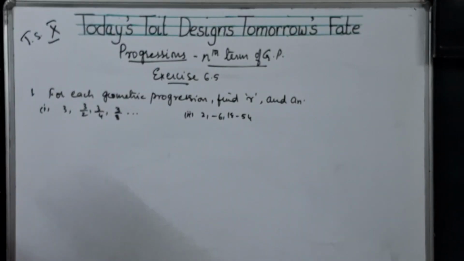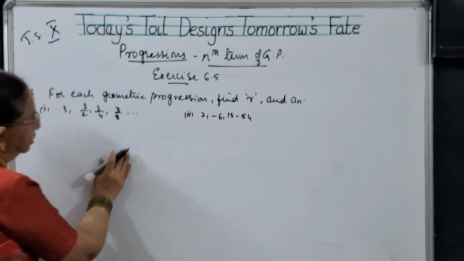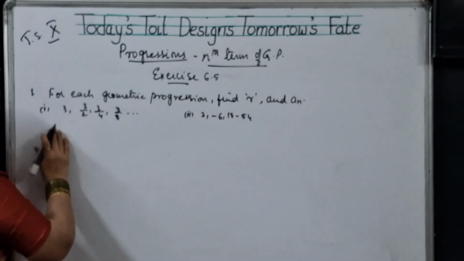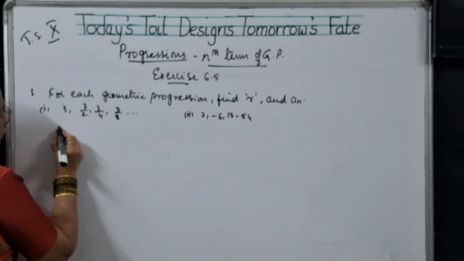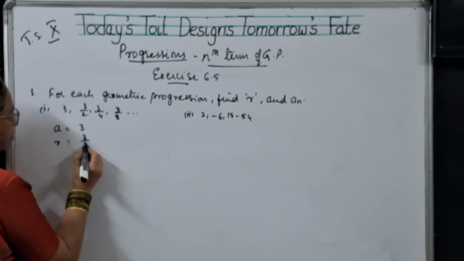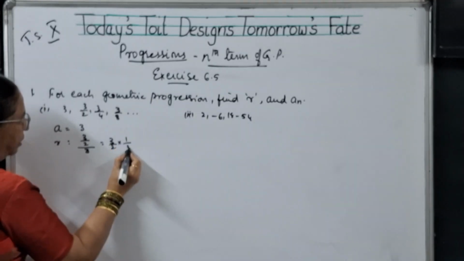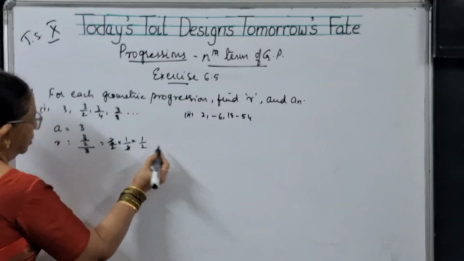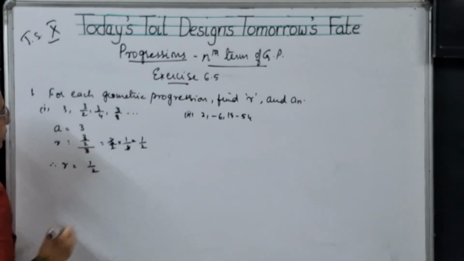Now, exercise 6.5, children. In this first one, for each geometric progression, find r and the nth term. So these are all progressions that they have given. You have to find r and the nth term. So here in the first one, a is 3, r is nothing but 3 by 2 divided by 3, that is 3 by 2 into 1 by 3. These two will get cancelled. You are getting 1 by 2. Therefore, r is equal to 1 by 2 we have got.